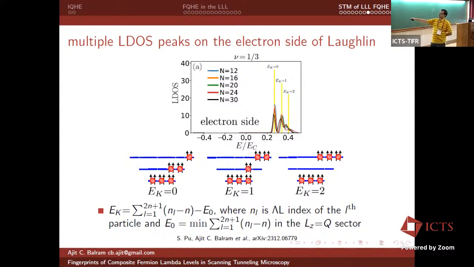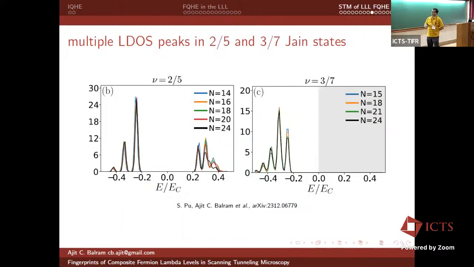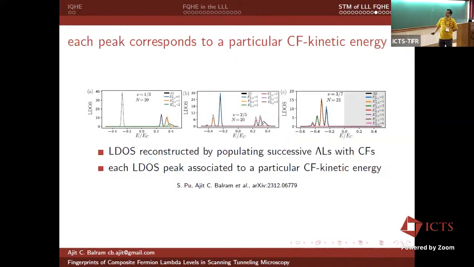In principle, every peak here corresponds to one particular kinetic energy of composite fermions, and that's why we call this a fingerprint of the composite fermion lambda level. Every lambda level of composite fermions corresponds to a particular kinetic energy. Now you can work this out in general for any fraction. Here are some examples of 2/5 and 3/7. In 2/5 on the hole side, you see roughly 3 peaks. 2 of them are very strong, the third one is not so much. On the particle side, you again see many peaks. On the 3/7 hole side, again you see many peaks. All of these peaks you can arrange by just the kinetic energy of composite fermions. That's what I'm going to show next.